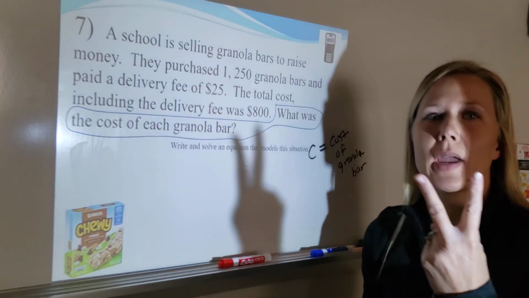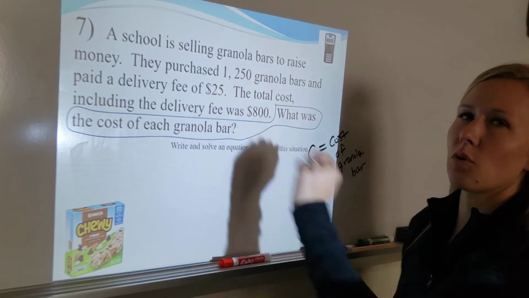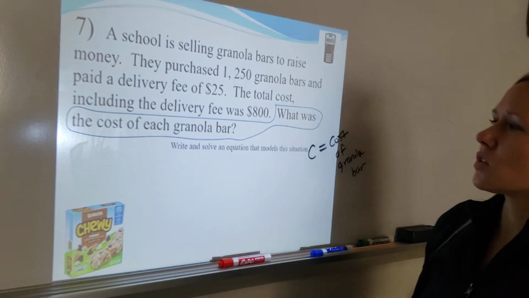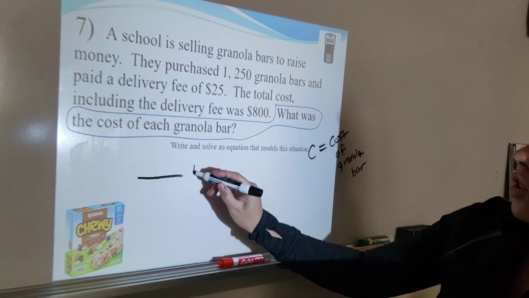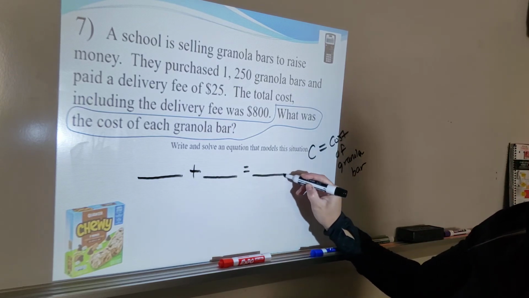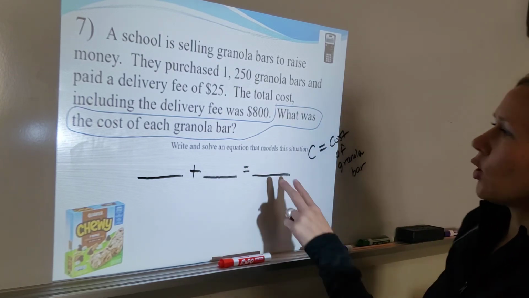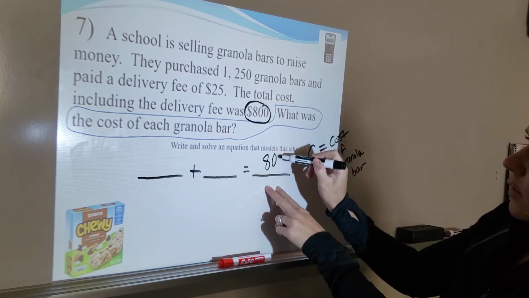There's two things we're paying for. We're paying for the granola bars and we're paying for a delivery fee, right? Sometimes I like to use this blank line strategy. The granola bars plus the delivery fee equals the total amount of money that I'm spending, okay? I know the total amount of money was $800, so we're going to put that here.